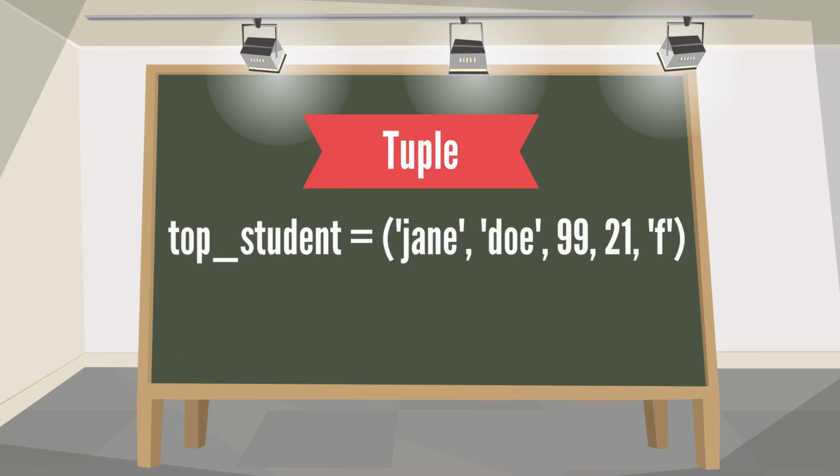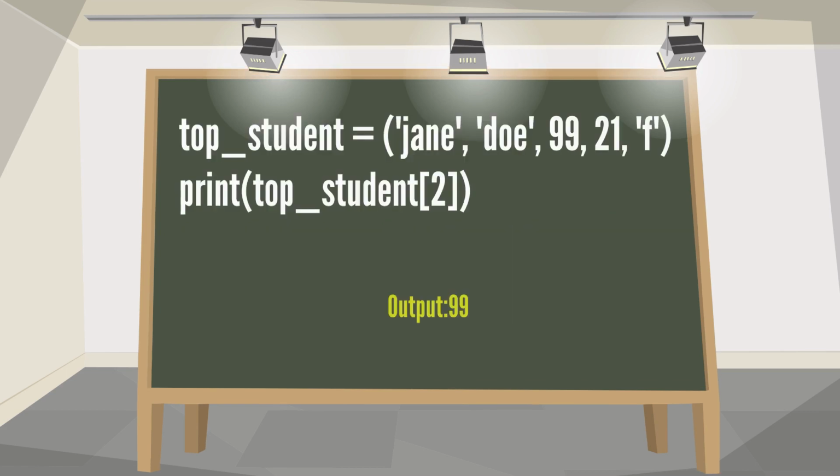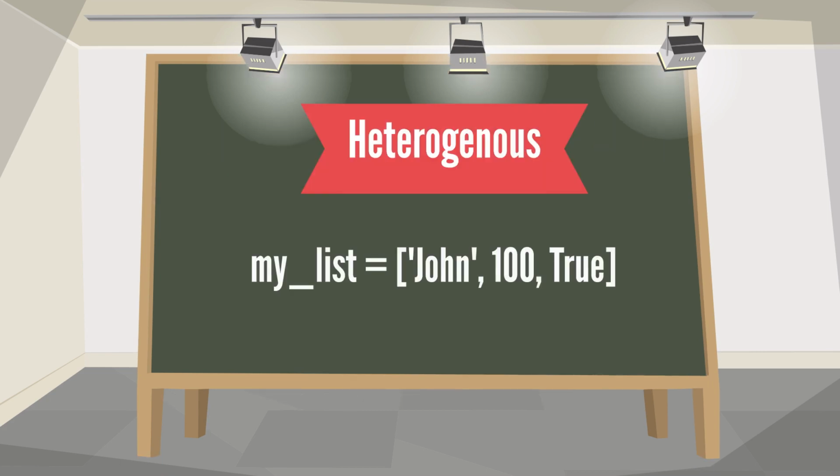Creating a tuple is also very simple. Instead of brackets, enclose the data within parentheses. Accessing elements in a tuple is very similar to a list. So in this example, to get the third element, we use the index number 2, which turns out to be 99.